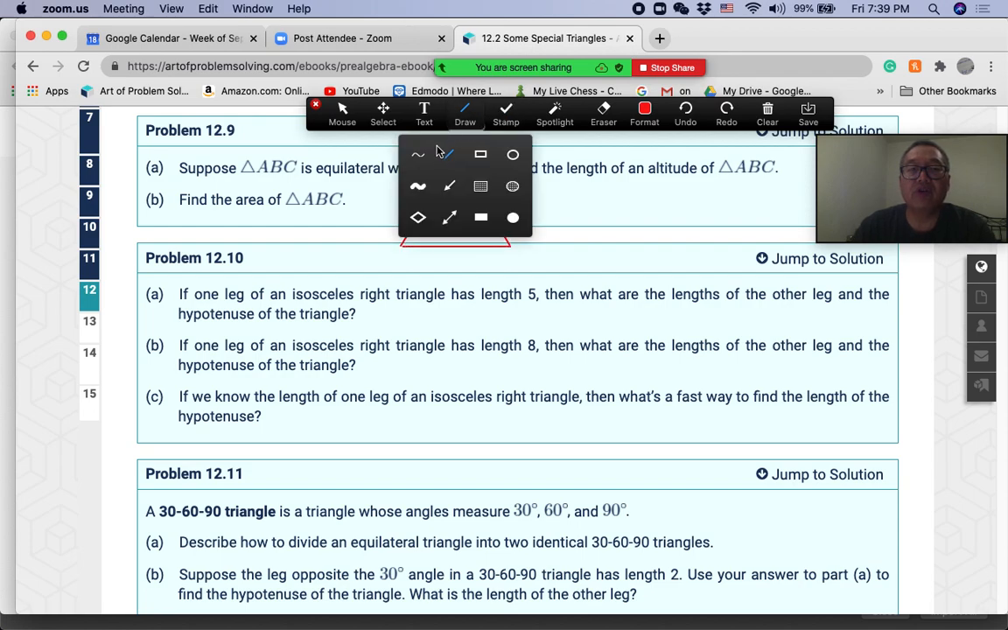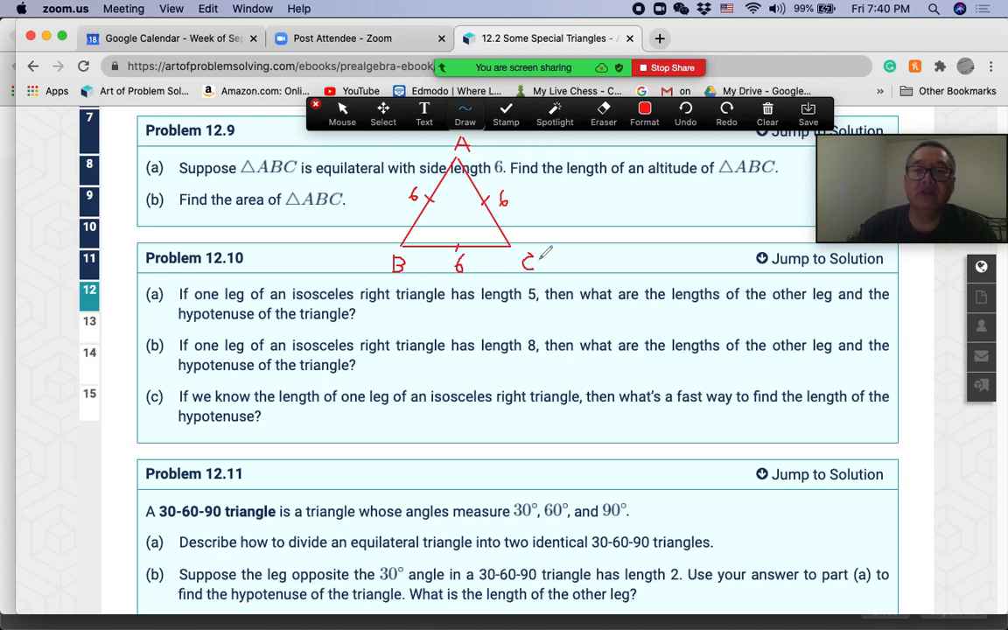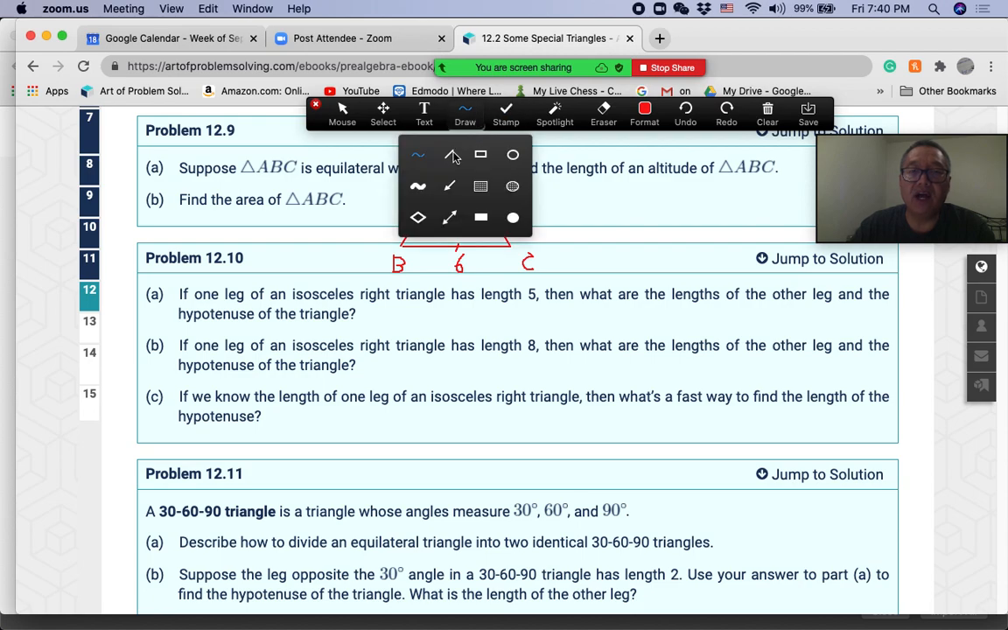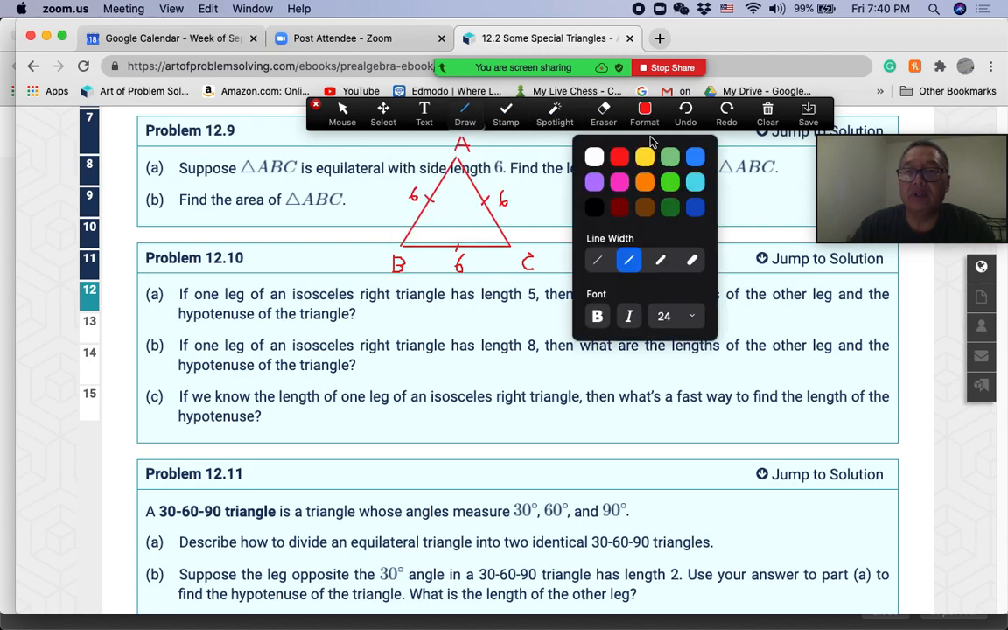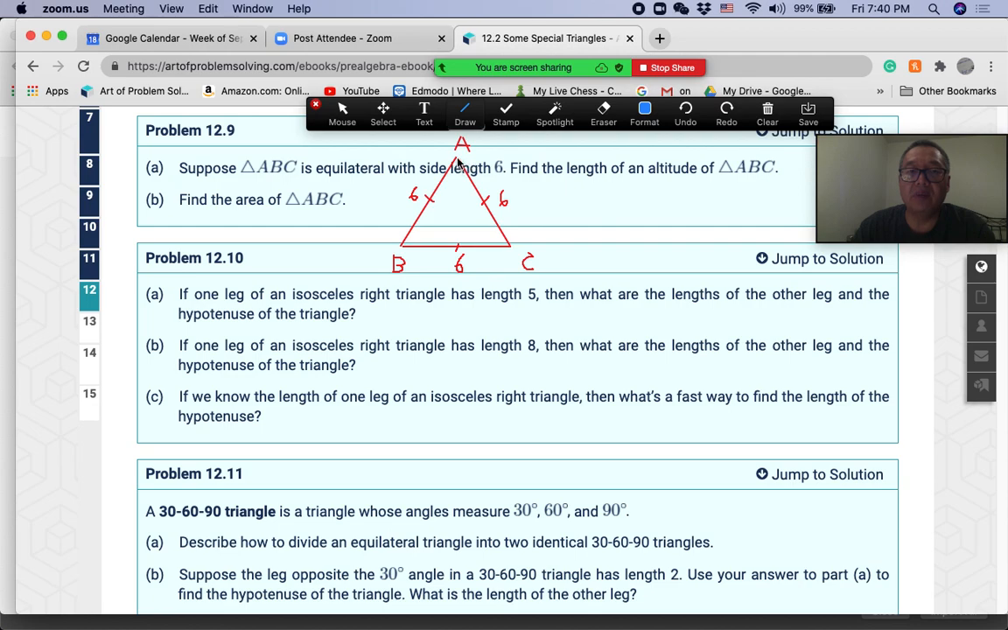Suppose this triangle ABC is equilateral, and they give you each side equals 6. These three sides are all equal. Then they ask you to find the altitude. If I draw the altitude from this vertex A to BC, and suppose they intersect at D, then how long is AD?